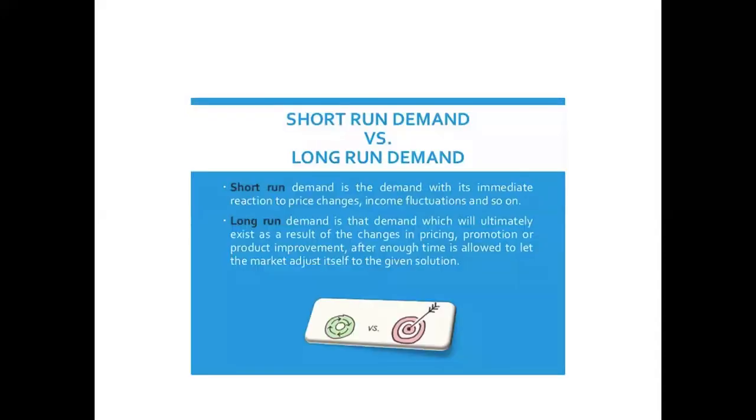Next comes short run demand and long run demand. Short run demand, what happens? The change in the demand responds immediately. With the change in the price, the change in the demand can be witnessed very easily. Long term demand, what happens? It takes time and it's more feasible. It adjusts with the situation. Short-term demand is the demand with its immediate reaction to price change, income fluctuation, and so on. In short-term demand, with the change in the price, the demand for the commodity immediately changes.